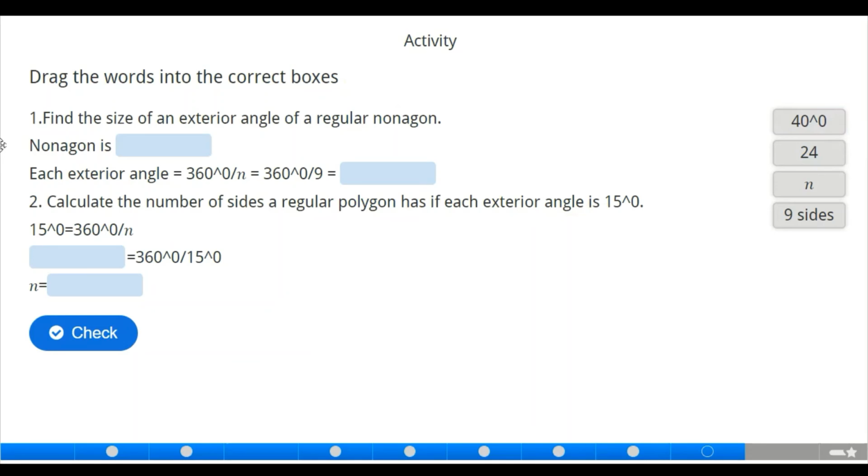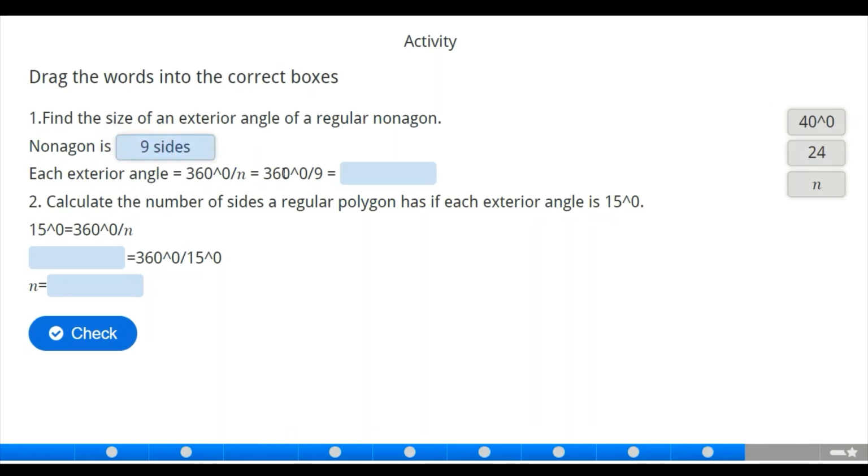A nonagon, how many sides? It has 9 sides. So to calculate each exterior angle, it is going to be 360 divided by 9, which is 40. Now the next example, they did not mention the specific polygon.